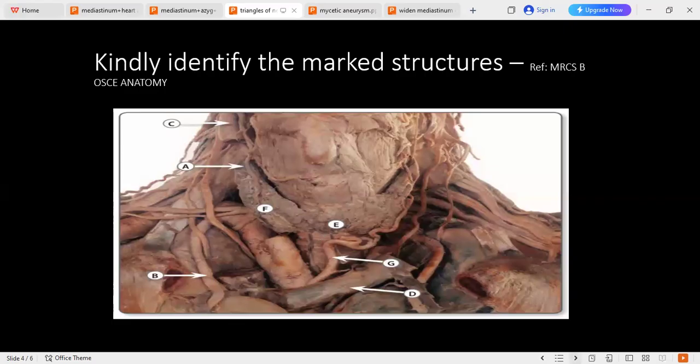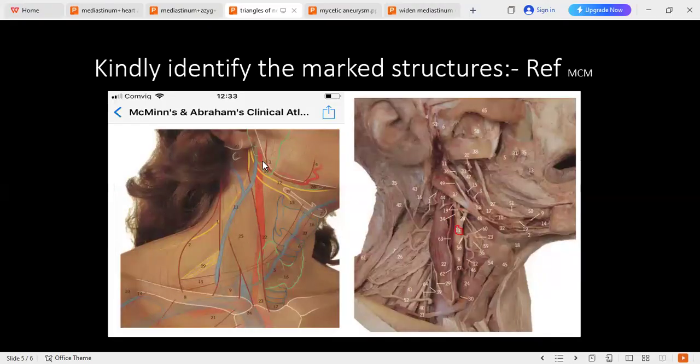Okay, moving on. Please, if you could identify structure 11 here. This is the external jugular vein. Very good. Please tell me the tributaries of this structure. The external jugular vein has the retromandibular vein and facial vein, which unite to form the external jugular vein.